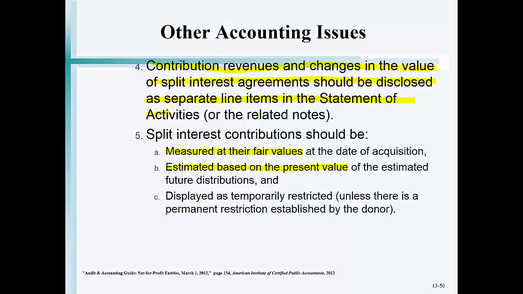On the statement of activities, that 115,000 contribution, it would show contribution under split interest agreement again. So we have to call out those items as separate line items when they're affected by a split interest agreement, right? Okay.